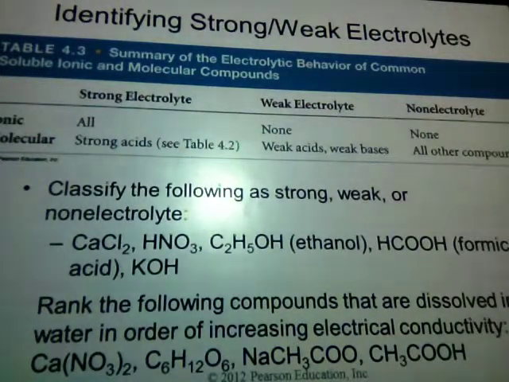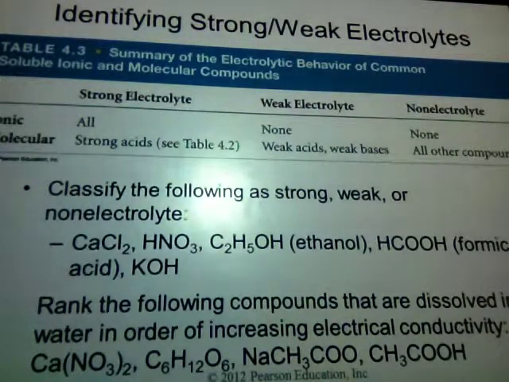Okay, next one. I want us to rank the following compounds that are dissolved in water, and let's assume they're all of equal concentration. Rank the following compounds at equal concentration dissolved in water in order of increasing electrical conductivity. Let's think about this.